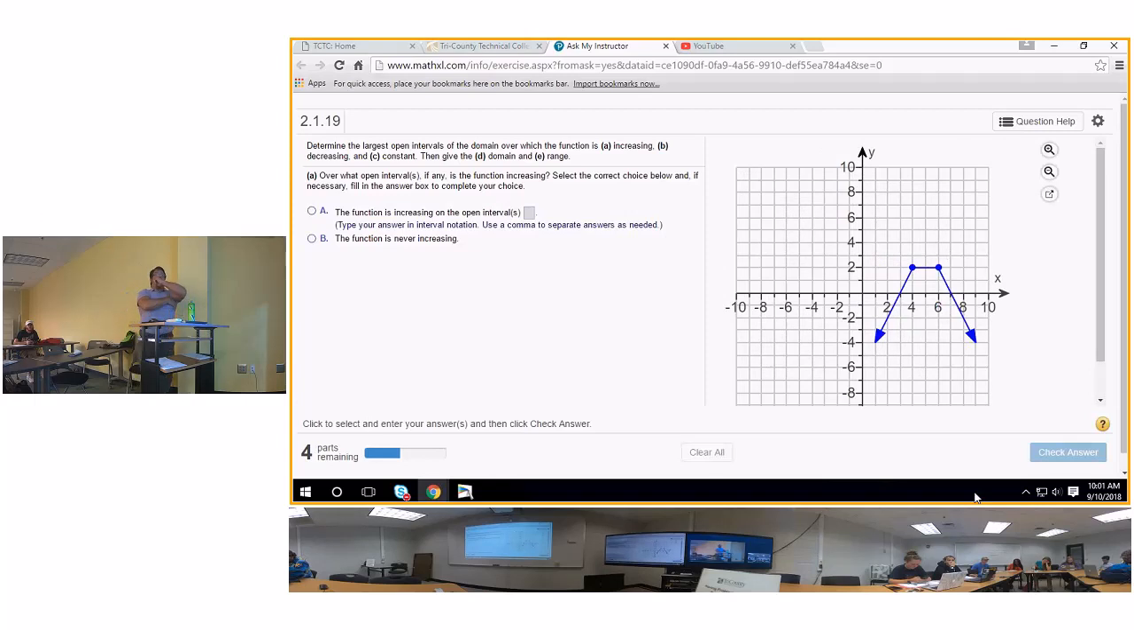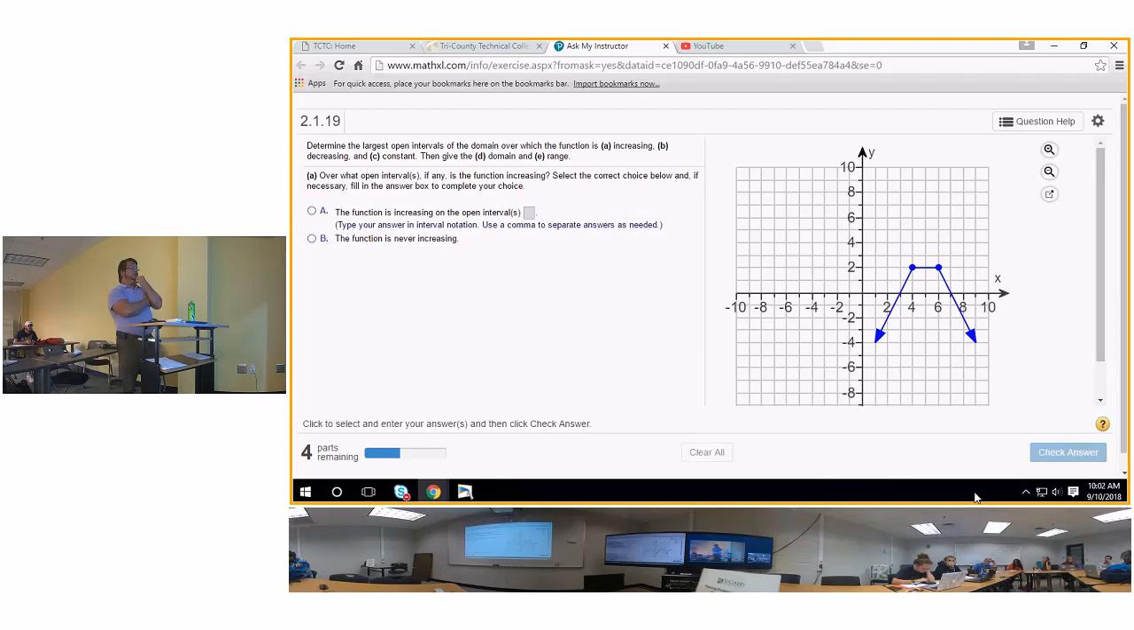All right, what is the domain? All real numbers. What is the range? Negative infinity to what? 2. And the 2 gets a what? A bracket. Increasing, negative infinity to what? 4. And then constant from 4 to what? And then decreasing from what?